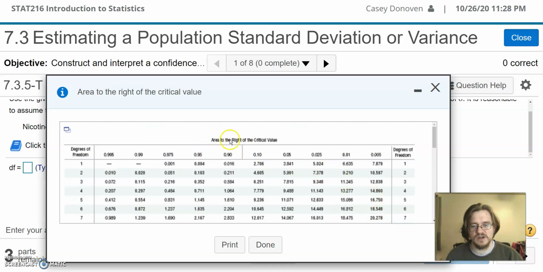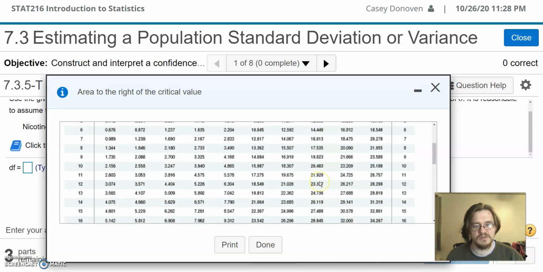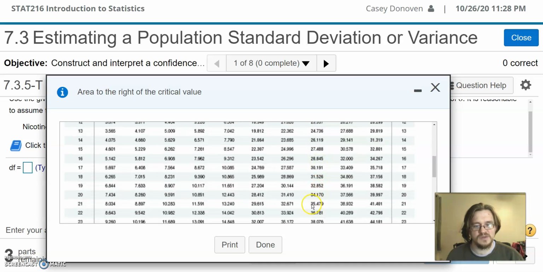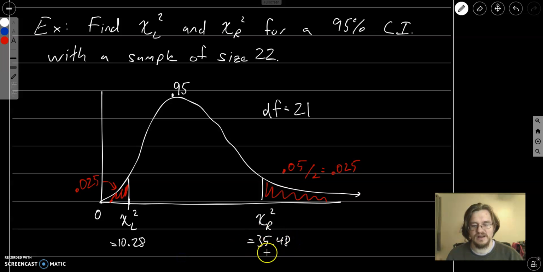And the question is, which column do we want? This is referring to the area to the right of the critical value. On the right-hand side, we wanted the area to the right of the critical value to be 0.025, so we want the third column from the right. If we come down to 21, we see that we have 35.479, which matches 35.48. I just rounded to one less significant figure.